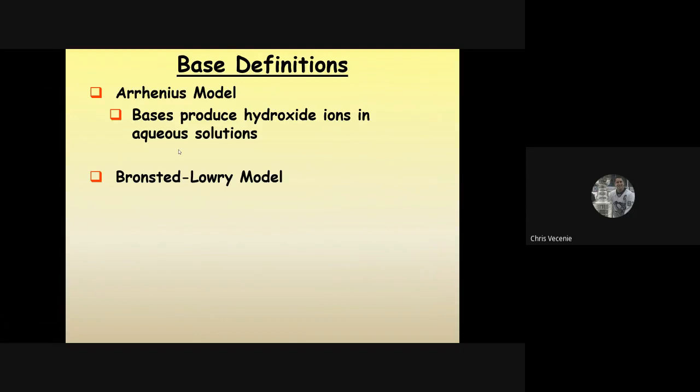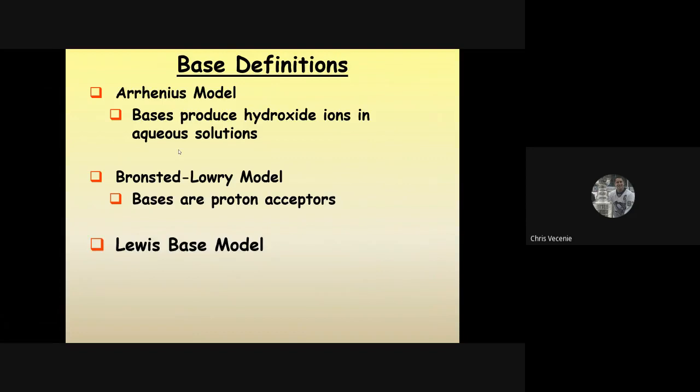My Bronsted-Lowry model, Bronsted acids are proton donors, which means the reverse is a Bronsted base. So if I am a proton acceptor, I am a Bronsted base. And then lastly, my Lewis base is an electron pair donor because a Lewis acid is an electron pair acceptor.